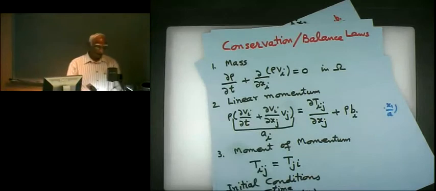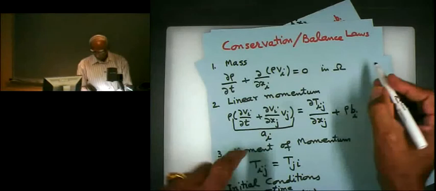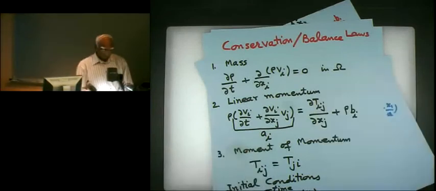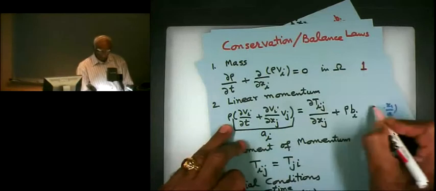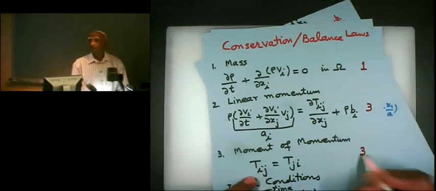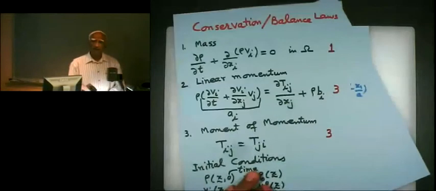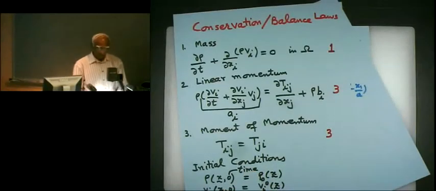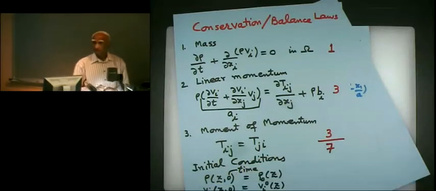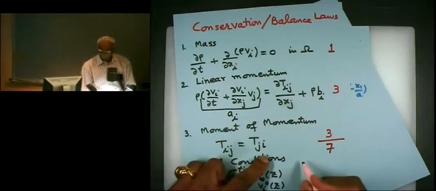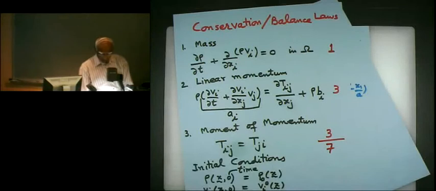We are not done yet, because the way we have it, we have only one equation here, because it's a scalar equation. We have three equations here, and three equations here, because T12 equals T21, T13 equals T31, and T23 equals T32. So we have 3 plus 3 plus 1, 7 equations.